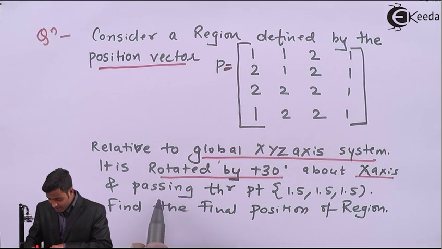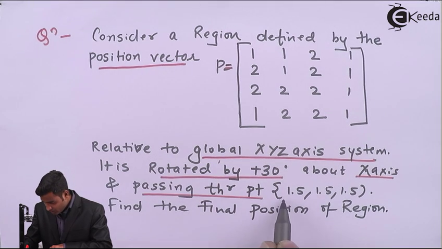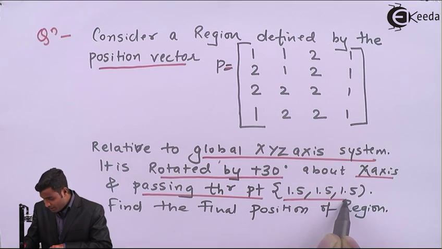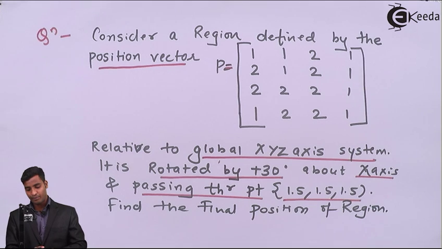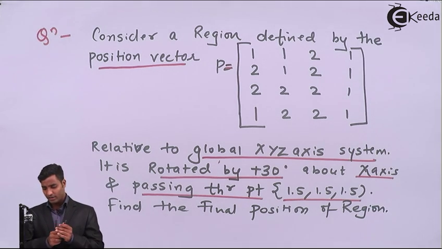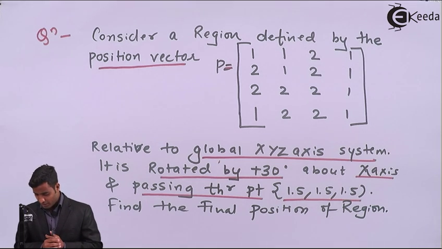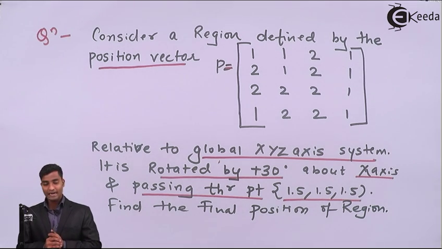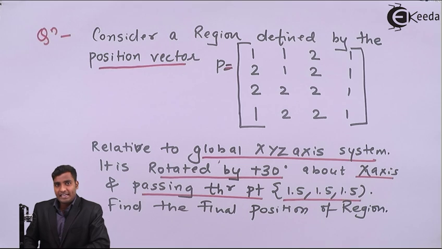and that position vector is passing through the point 1.5, 1.5, 1.5. So that position vector is passing through some point. The point is given as 1.5, 1.5, 1.5 and we have to calculate, or find, the final position of the region. So the initial position of the region has been given and we have to calculate the final position of the region.